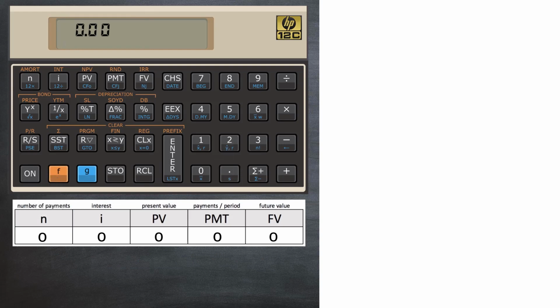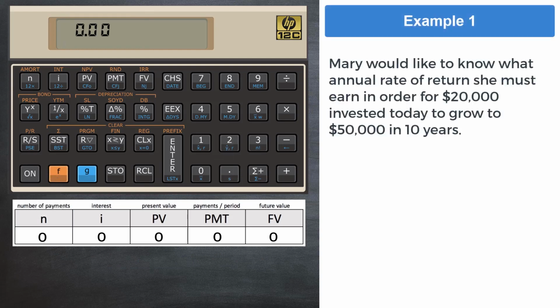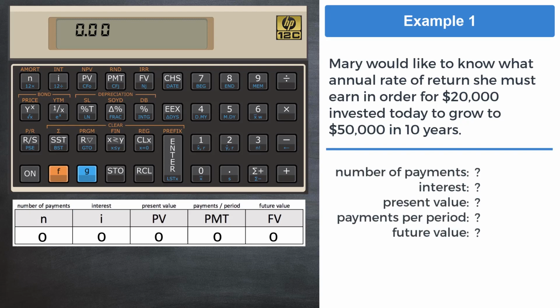Let's begin. Example 1. Mary would like to know what annual rate of return she must earn in order for $20,000 invested today to grow to $50,000 in 10 years. First, let's identify the values of the variables. We are given these 4.